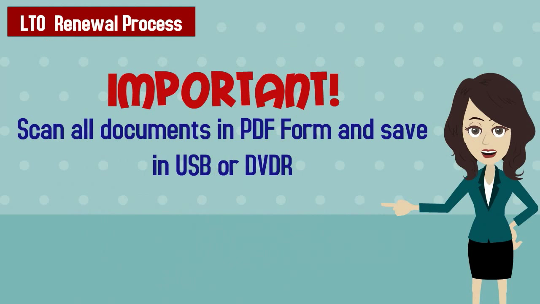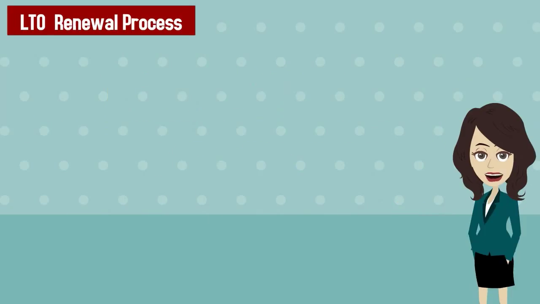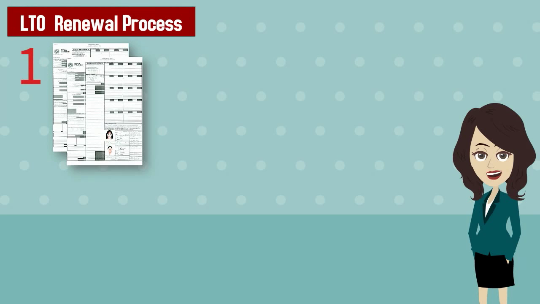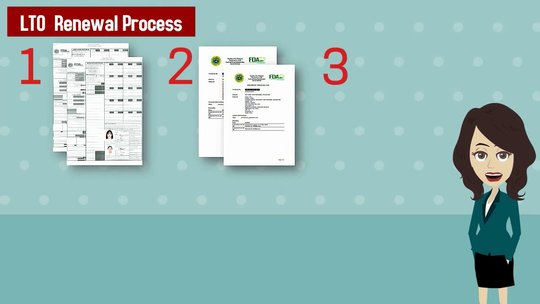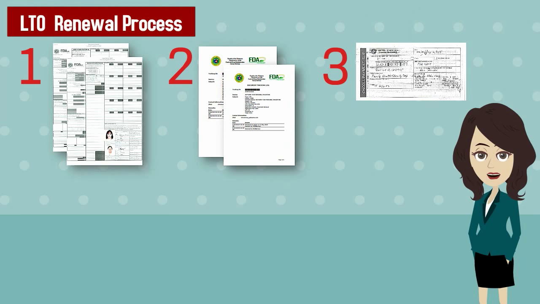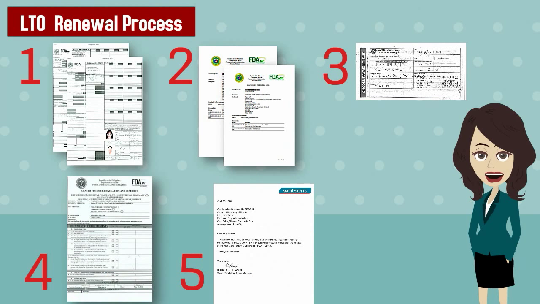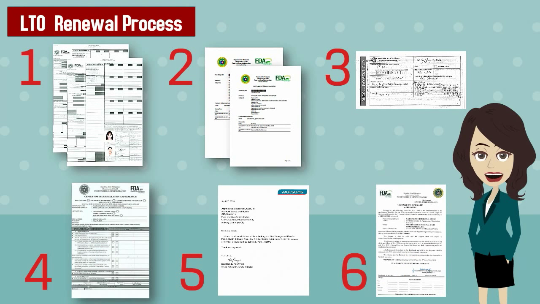Important reminders: ensure to scan all documents in PDF form and save in USB or DVD-R. Next are the documents that must be saved in the USB as part of FDA requirements. Scanned copy of duly notarized application form with complete pictures and signatures. Scanned copy of DTL, scanned copy of the official receipt, scanned copy of self-assessment toolkit with signature, scanned copy of promissory note of risk management plan, and scanned copy of original LTO.